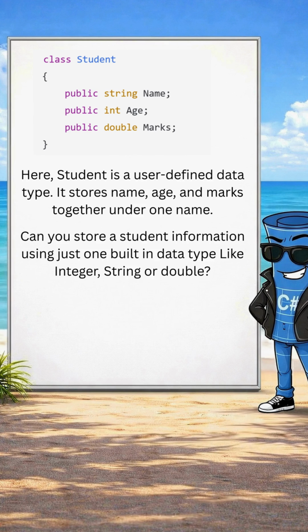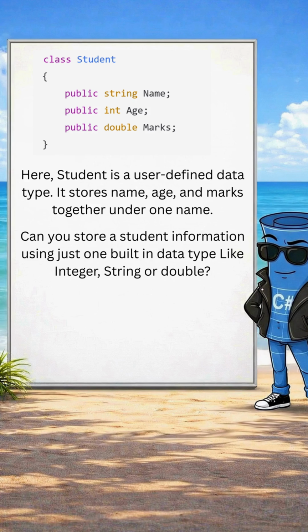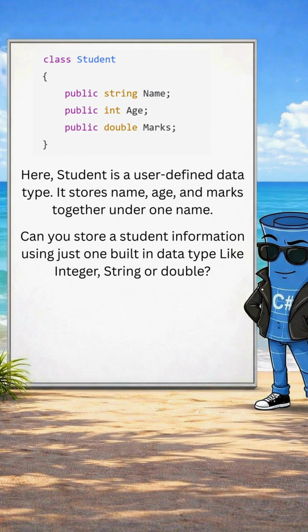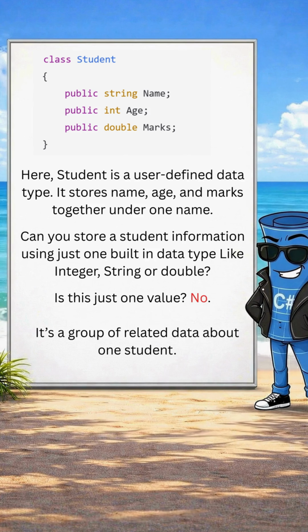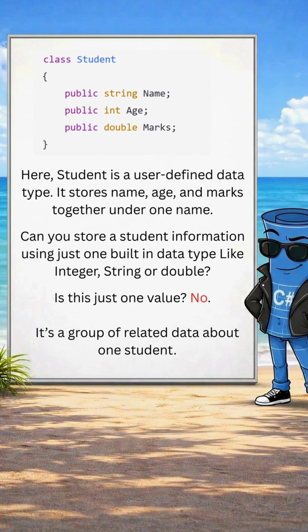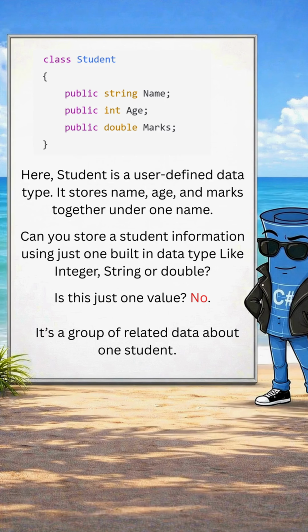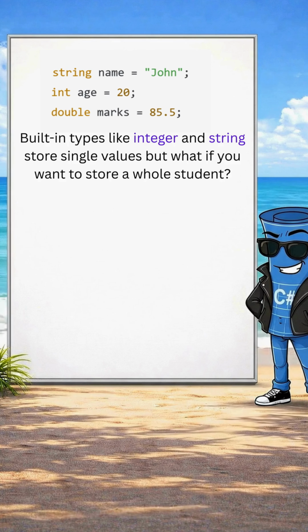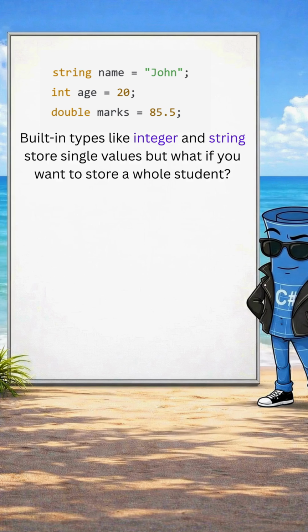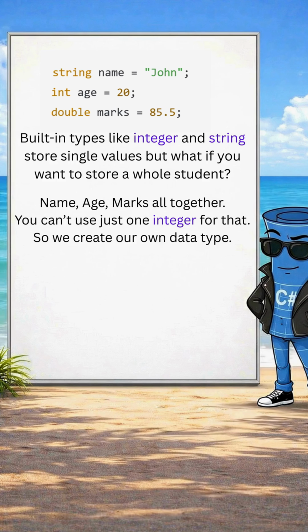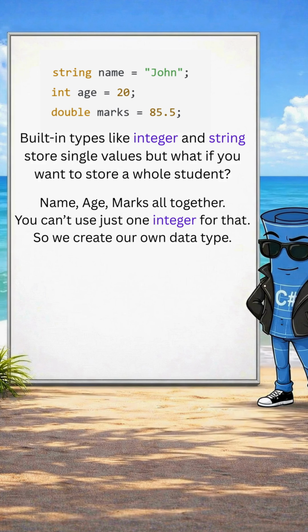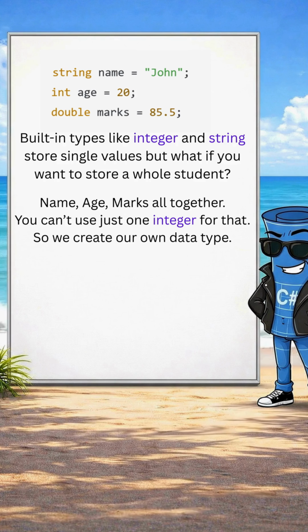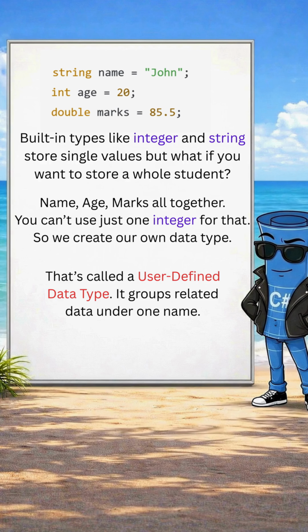Can you store a student's information using just one built-in data type like integer, string, or double? Is this just one value? No, it's a group of related data about one student. That's exactly what a user-defined data type does in programming. Built-in types like integer and string store single values, but what if you want to store a whole student? Name, age, marks all together. You can't use just one integer for that, so we create our own data type. That's called a user-defined data type. It groups related data under one name.